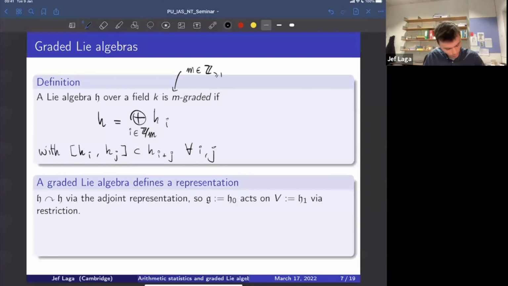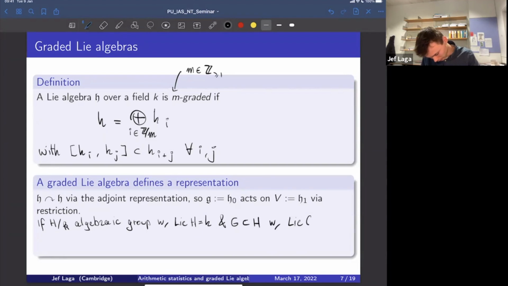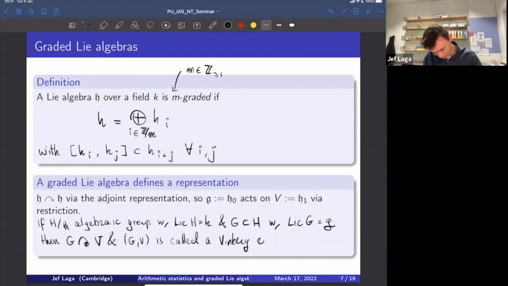And we can globalize this construction. If you have an algebraic group H over K with Lie algebra 𝔥, so if H is semi-simple, you could take the simply connected form or the adjoint form, and suppose you have a closed subgroup with Lie algebra G, then similarly, the adjoint action of the group on the Lie algebra will restrict to an action of G on V. And the pair G, V is called a Vinberg representation, in honor of Vinberg, who studied the theory of graded Lie algebras.